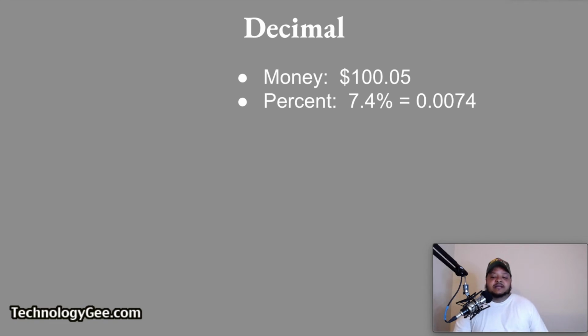When we use the decimal system, we use it to count money. As you can see in the example on the screen, if you were to write $100.05 out, you're going to end up with a decimal number. We use it when we're dealing with percentages. If you look at the screen again, you have 7.4%. When you write it out in decimal notation, it's actually 0.0074. You know, the stuff you should have learned in 4th or 5th grade.